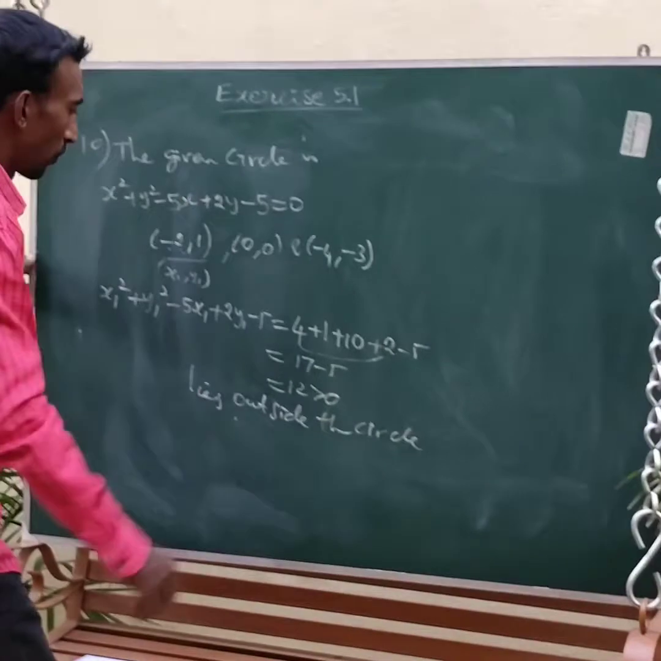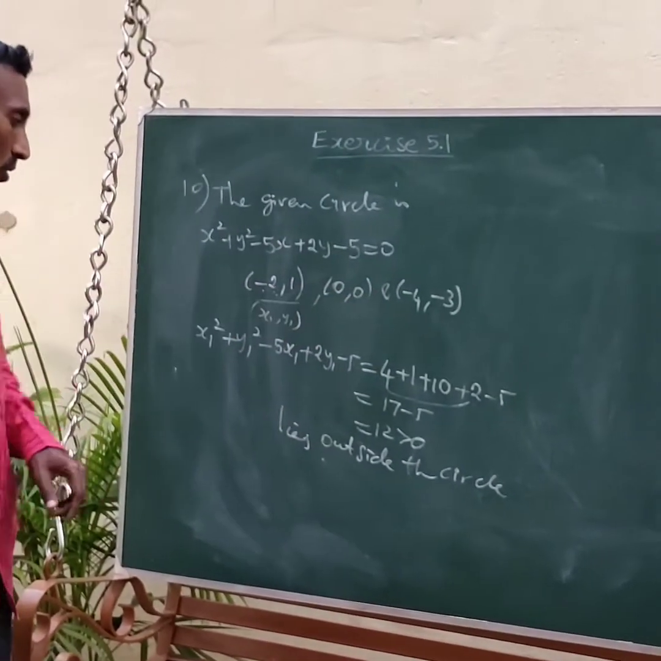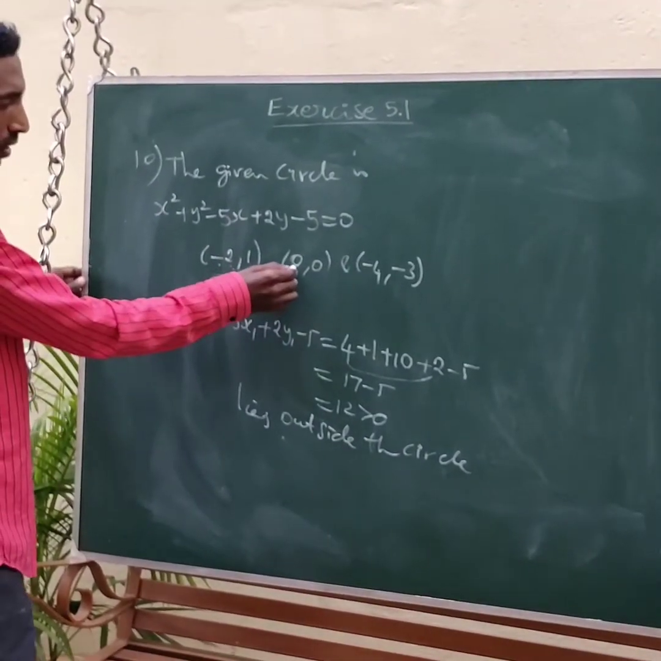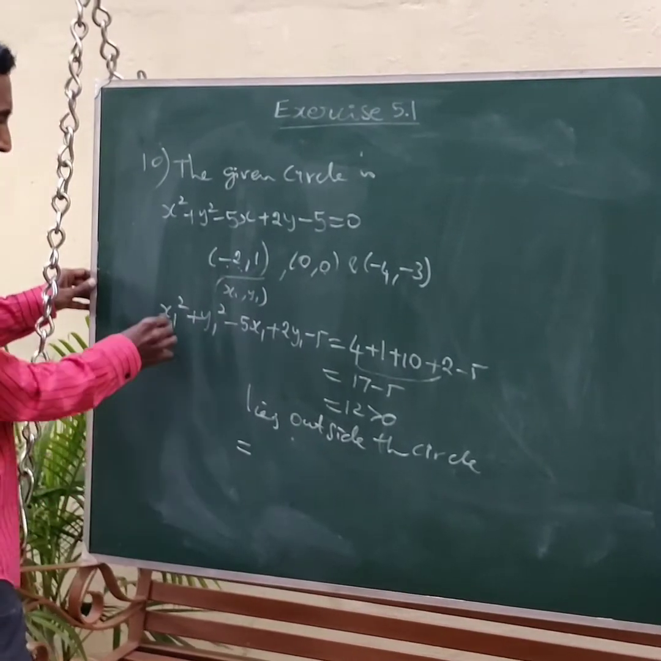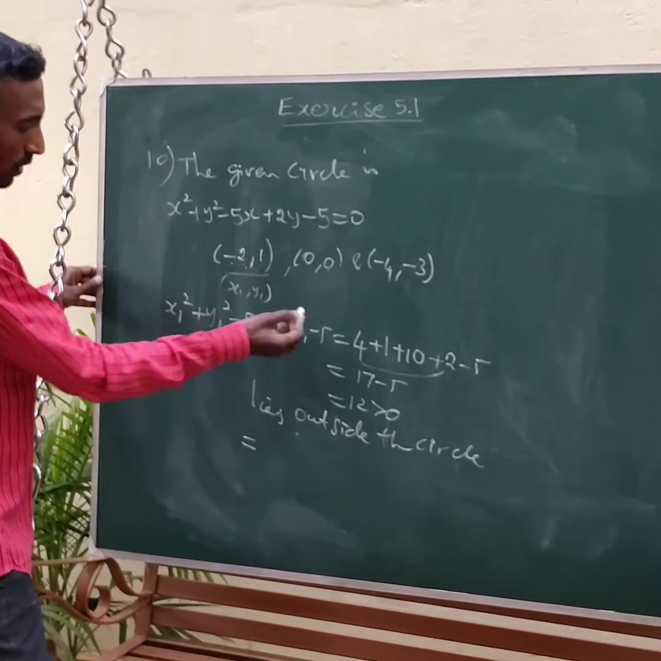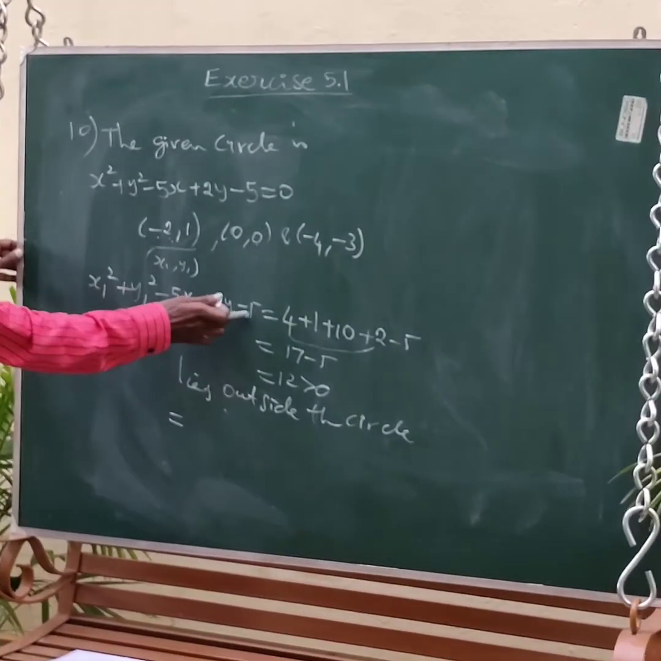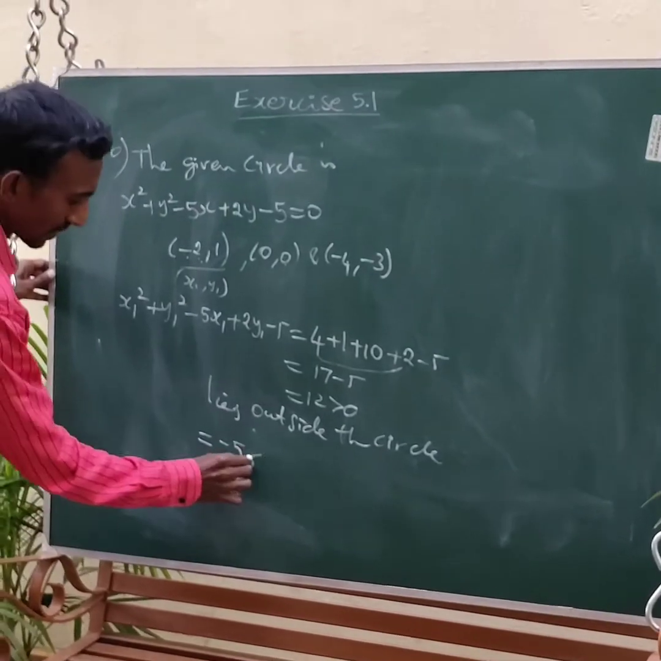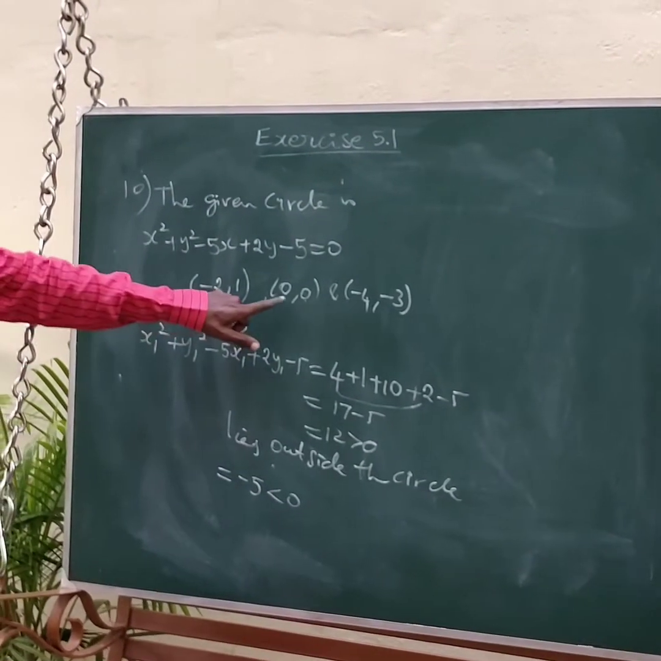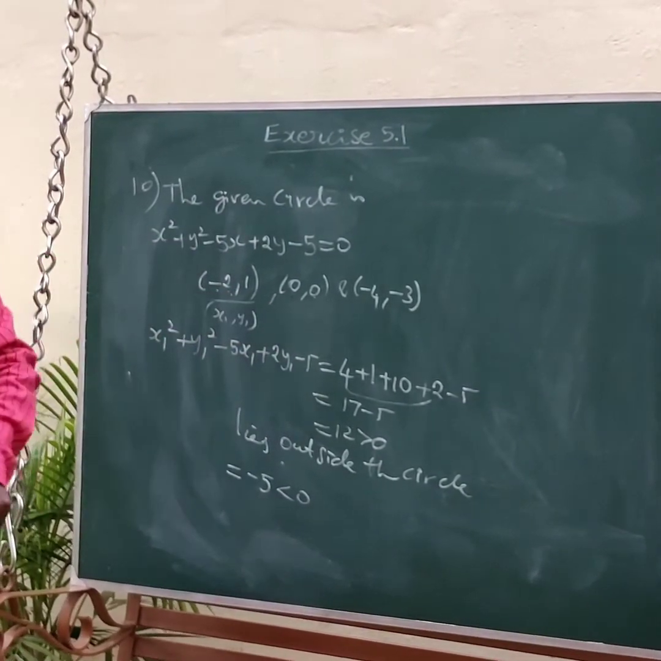Similarly, find out the remaining two. Similarly, put x1 equal to 0 and y1 equal to 0 and what about the value? 0, 0. What about this one? Total becomes 0. We are getting minus 5, which is less than 0. That point (0, 0) lies inside the circle.